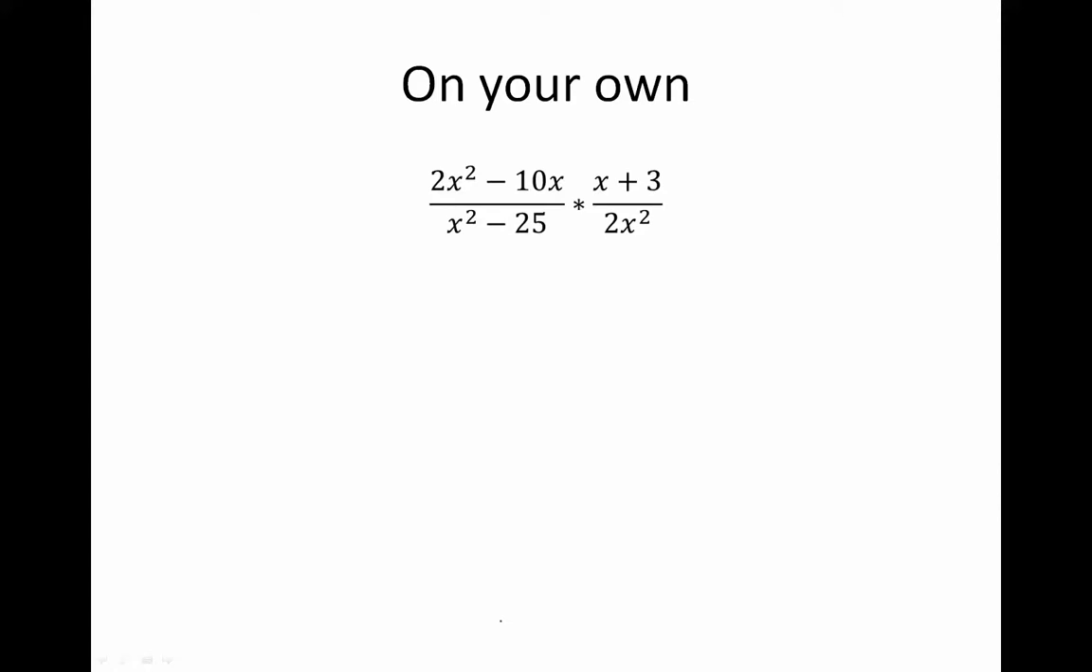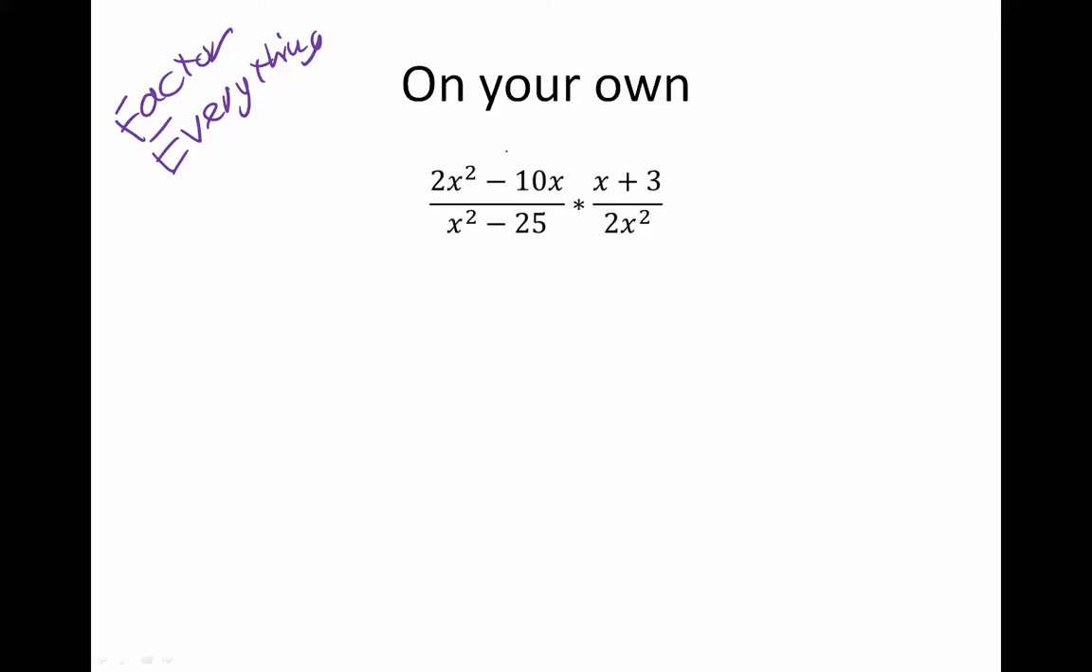We are multiplying rational expressions. So step one, factor everything. Yay! Right? We always factor everything. First step, always factor everything we can.